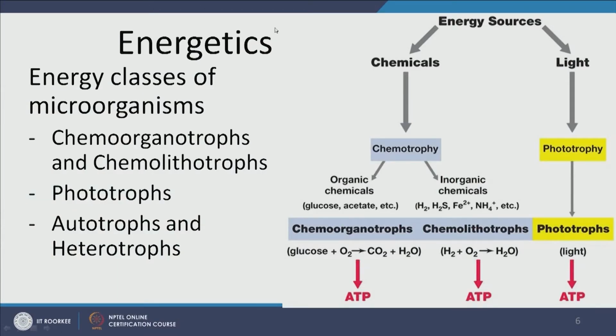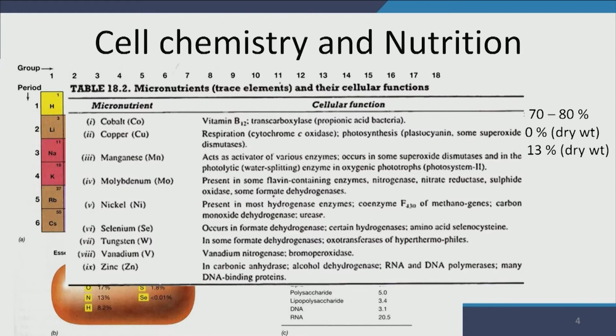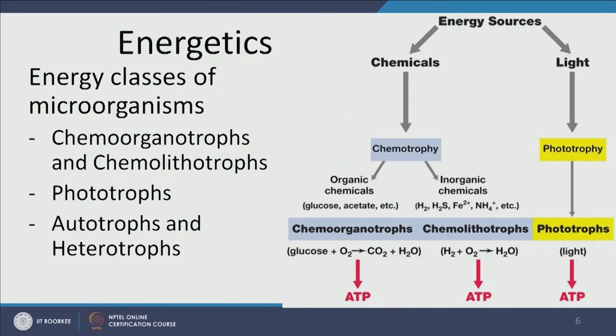Okay, now let's come to the energetics. So now we know how to grow microbes, and we know the nutrient requirement of the microbes. So now let's try to understand the energetics of microbes, which I was talking about earlier. Now in order to understand the energetics of microbes or the respiration of microbes, it's helpful for us to look at the classifications we have made of our microbial population based on their energy sources.